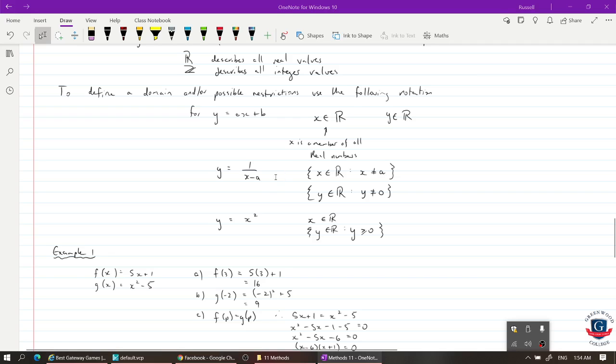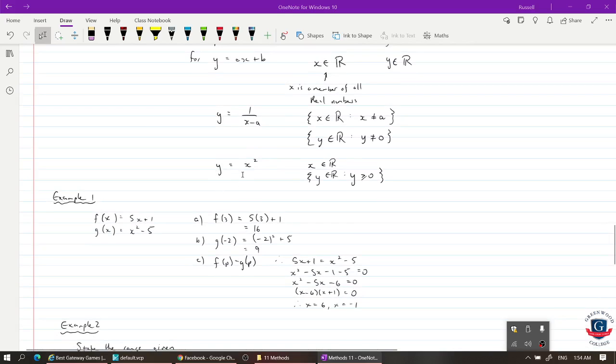For the function y equals 1 on x take a, x is a member of all reals, but x can't equal a, because if it did, you'd end up with 1 on 0, which is undefined. Similarly, because there's a 1 on the top, there's no way for y in this function to be 0. With y equals x squared, even though x can take on any value, it's impossible for y to be less than 0, because once you square the value, even if it's a negative value, it's going to become positive.